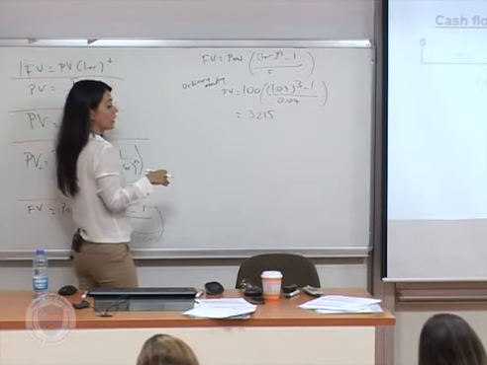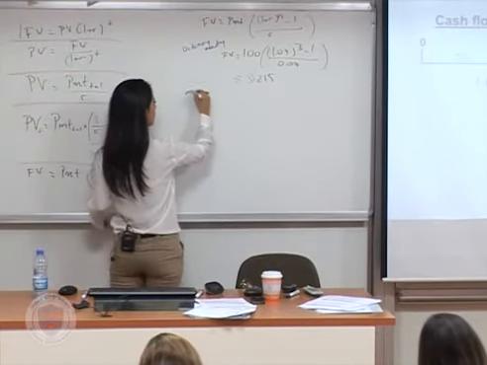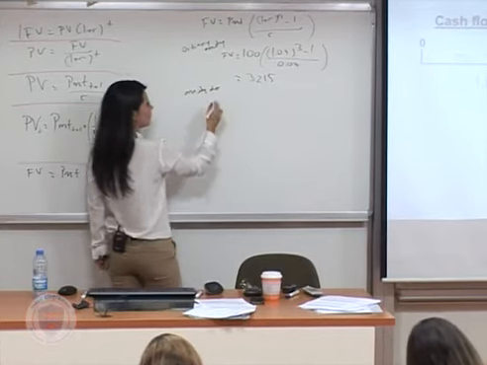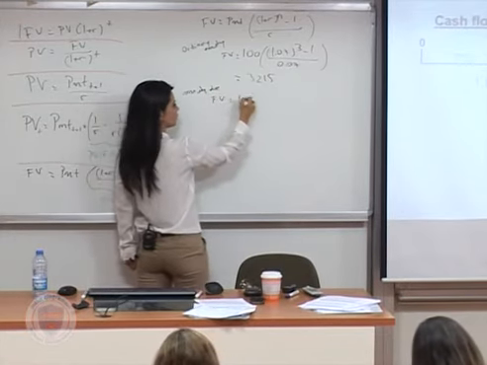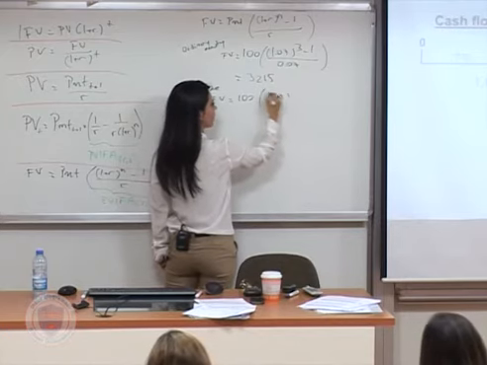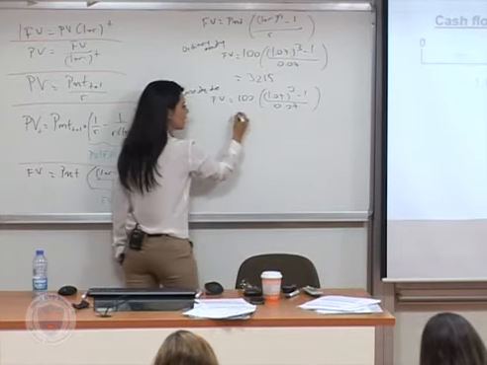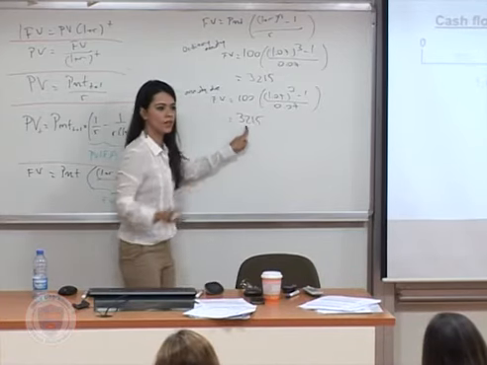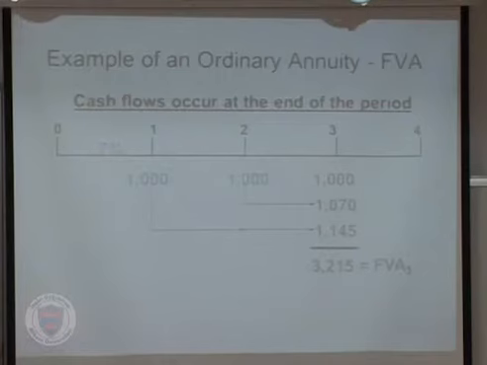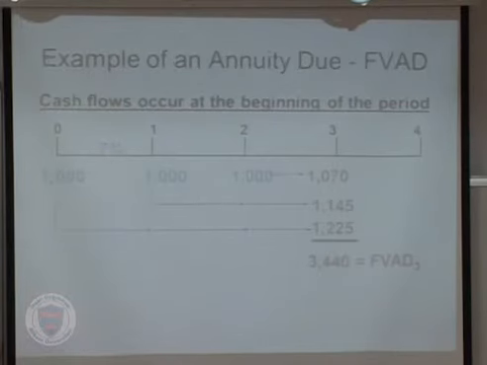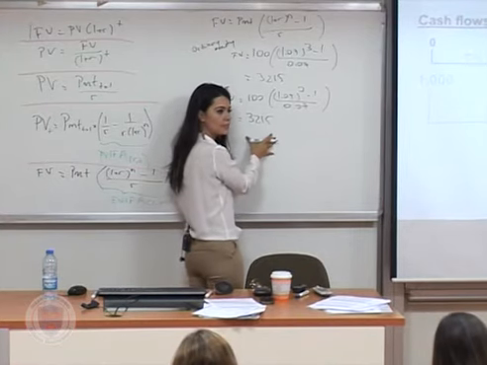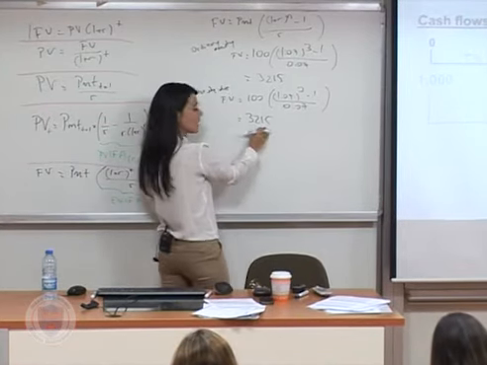Now it is annuity due. So nothing changed. Payments are 1,000. 1.07 to the power 3. You still have 3 payments. Nothing changed. But this time, this value is at which time? Exactly. Again, the formula will give you the value of the annuity at the time of the last payment. So this is at time 2.